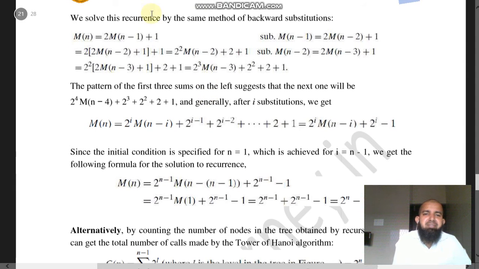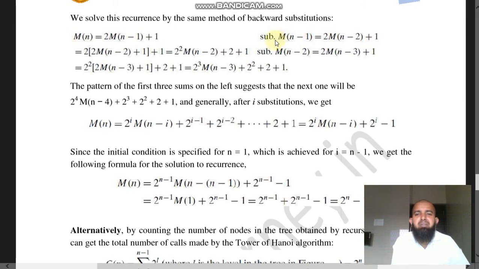We solve this recurrence by the same method of backward substitution. M of n is equal to 2M of n minus 1 plus 1. Now in place of n, wherever n is there, you write n minus 1. Here n minus 1 minus 1 becomes n minus 2, plus 1.